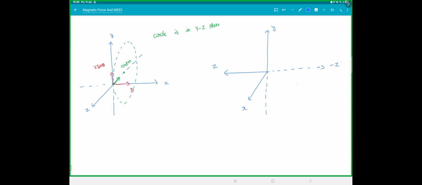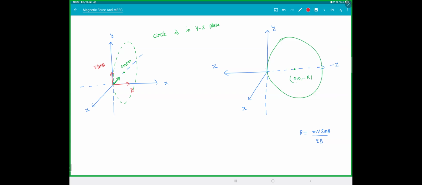This is your negative Z axis. This circle, right, is actually looking like this. Are you able to visualize this? That is how the circle is going. The circle is going in the YZ plane where the center will be 0, 0, minus R, where R is mv sin theta by qB. Is that circle clear, everyone?